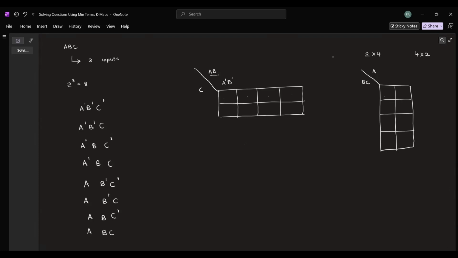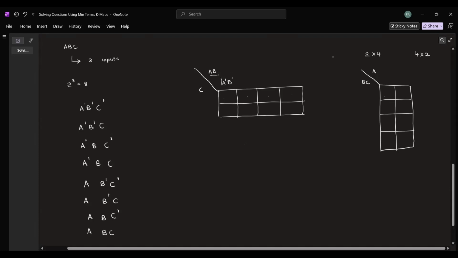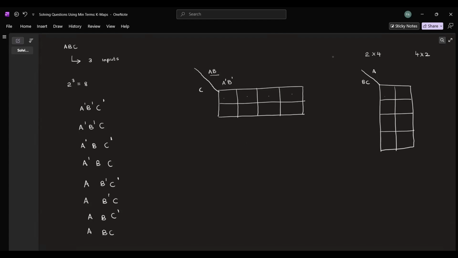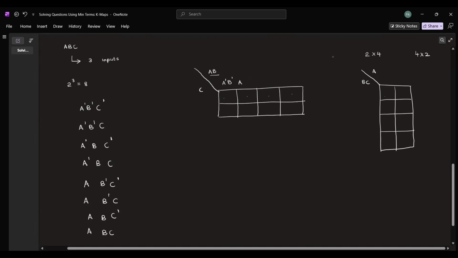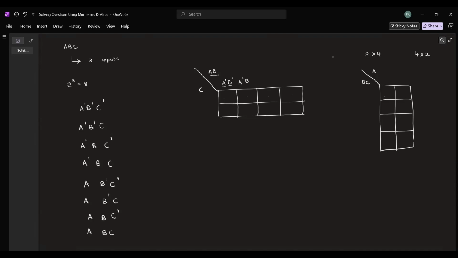Since both are absent in the first column, the second column must have at least one of them active or present. You can either write AB bar or you can write A bar B. This is a must. If both are not active, the second column must have one of them active.